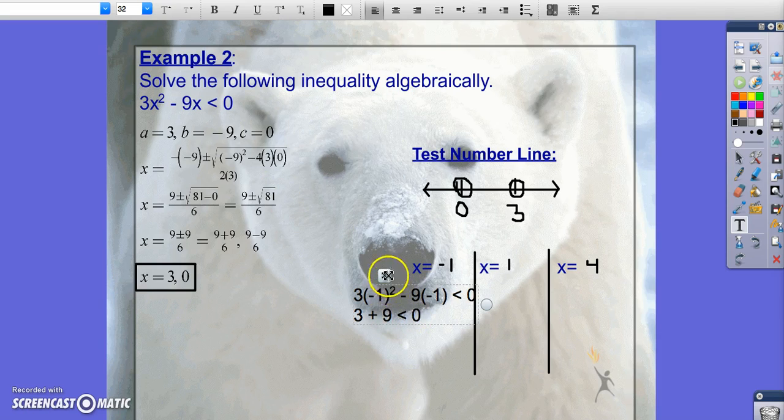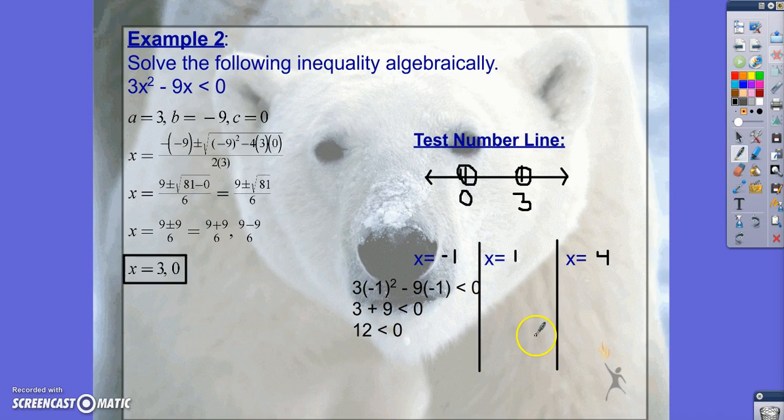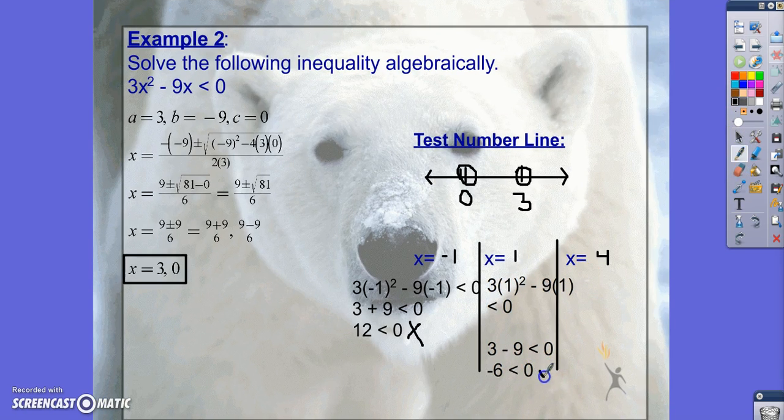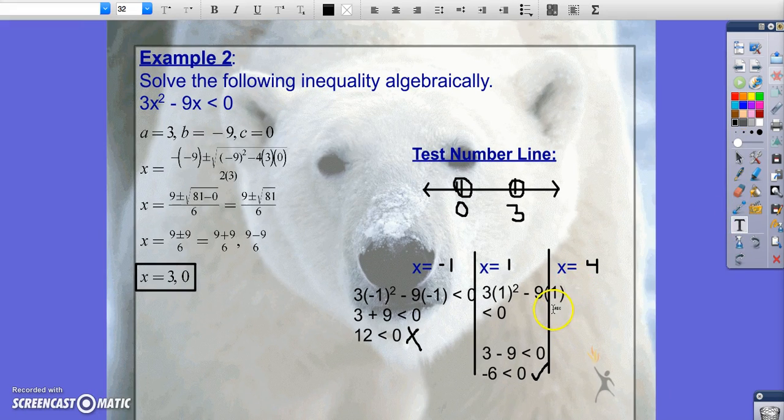Careful here, -1 quantity squared is 1, right? So I get what? 12 less than 0. 12 less than 0 is false. Let's move on to the next one. I get -6 less than 0, which is true. Let's do that last one here.